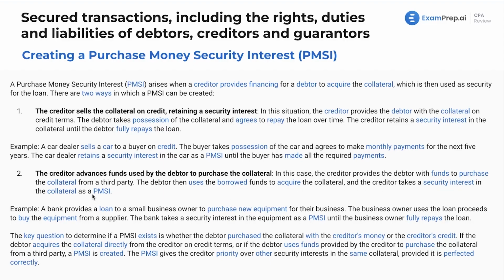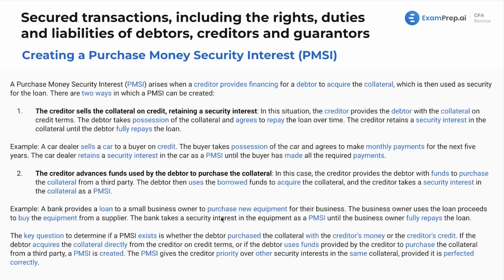Example here, a bank provides a loan to a small business owner to purchase new equipment for their business. The business owner uses the loan proceeds to buy the equipment from a supplier. The bank then takes a security interest in the equipment as a PMSI until the business owner fully repays the loan.